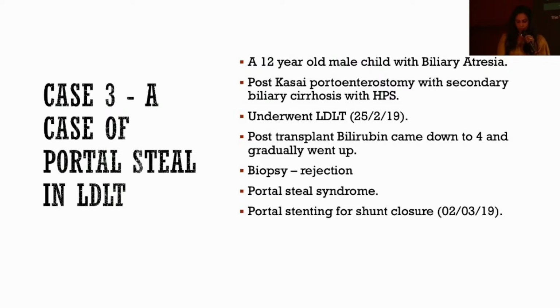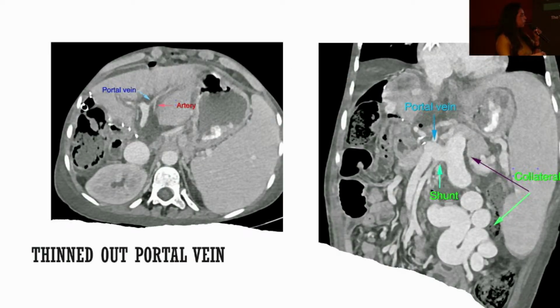So this is a case of a portal steal, wherein this is a 12-year-old male child with biliary atresia and post-transplant bilirubin came down and went up, biopsy showed rejection, and there was a portal steal syndrome. So what is a portal steal? A child already had a portocaval shunt during surgery, but then they felt that the portal pressures were pretty high, so they didn't want to obliterate the shunt. So they left the shunt. They thought there will be nice supply to the liver.